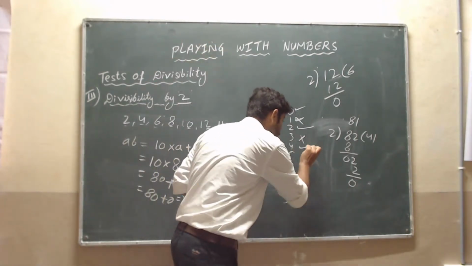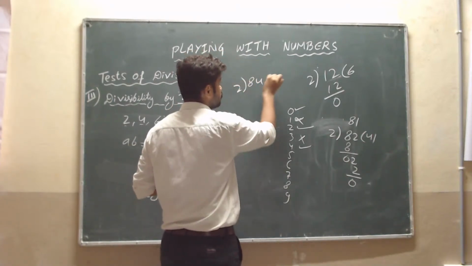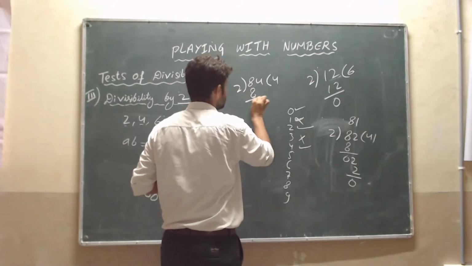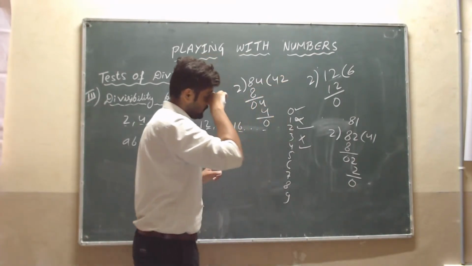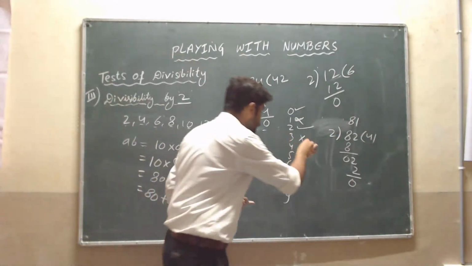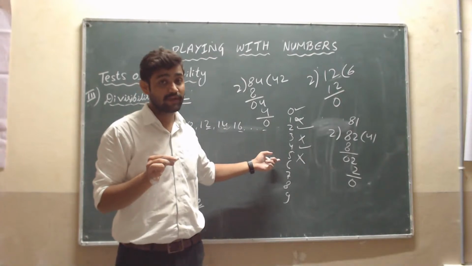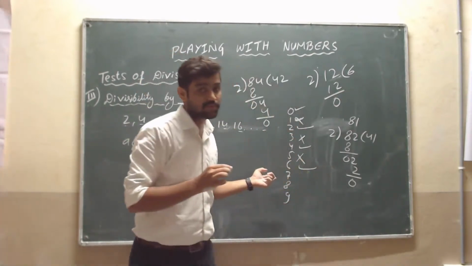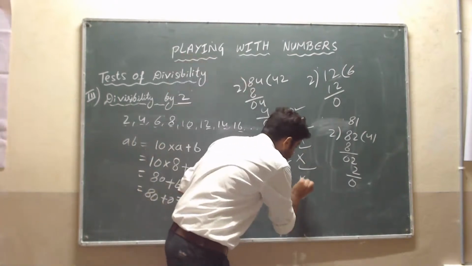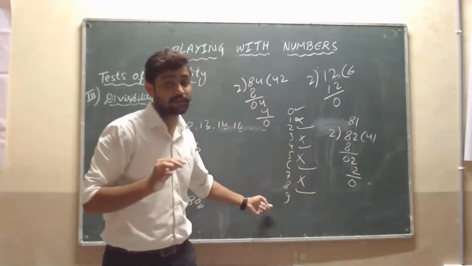Then take 4, it is easily divisible by 2. How, sir? 84: 2 fours are 8, then 2 twos are 4. We can say that 84 is easily divisible by 2. And 85 is not easily divisible by 2. Then 86 is easily divisible by 2. 87 is not easily divisible by 2, but 88 is easily divisible by 2.